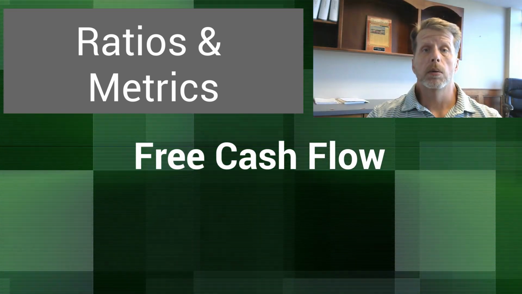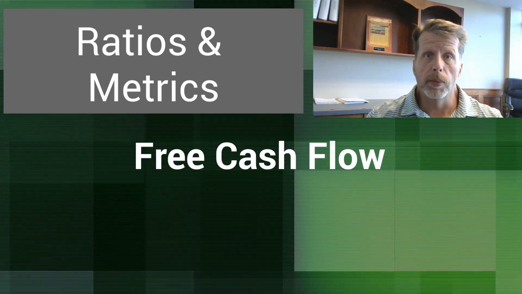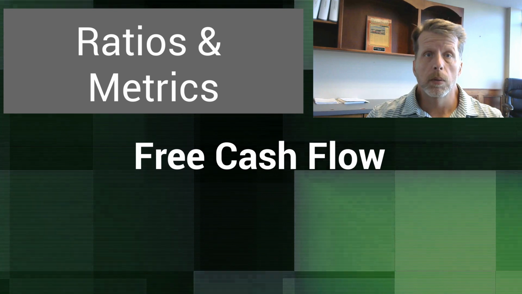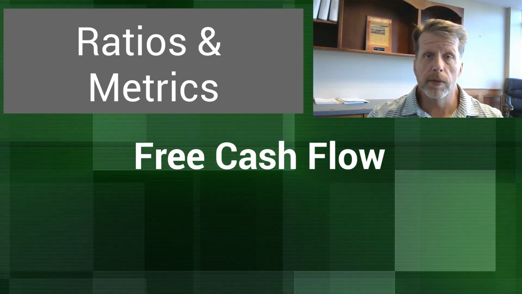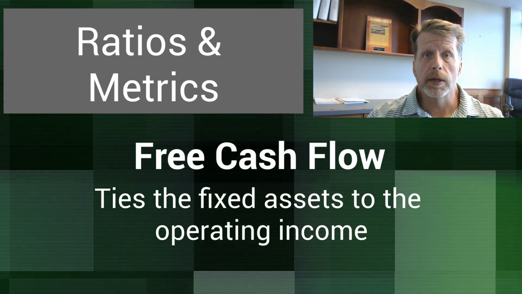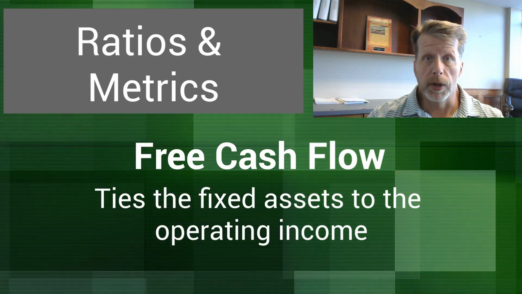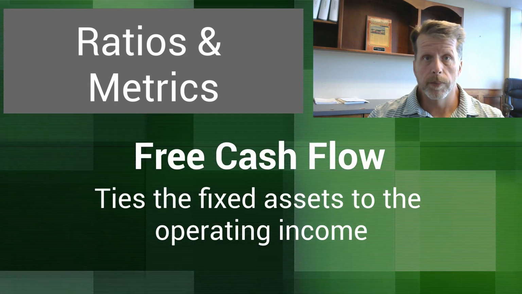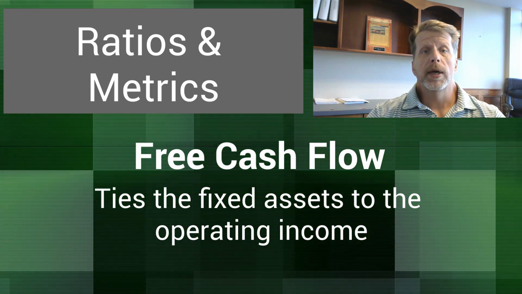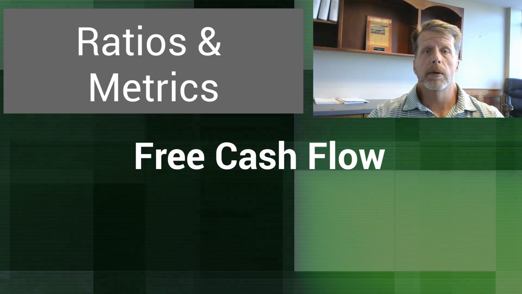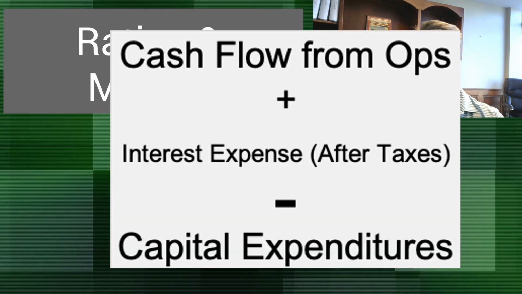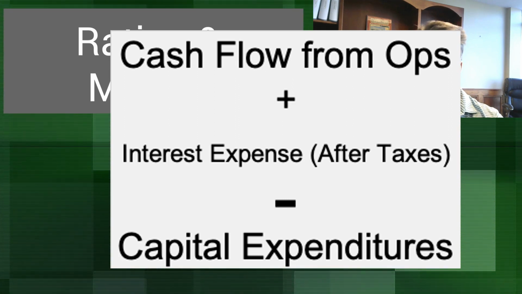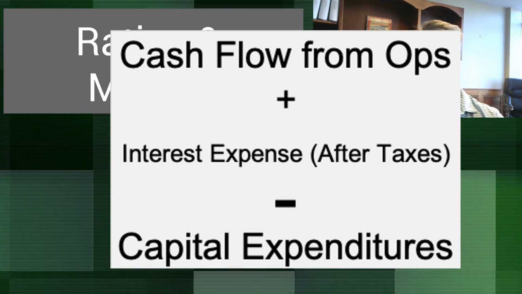Free cash flow. Cash provided by operations minus capital expenditures, which is the money spent on fixed assets. Since fixed asset spend is not shown on the income statement, this figure is a way to tie those together. There are multiple ways to calculate this formula, but here is a common way. Cash flow from operations plus interest expense after taxes minus CapEx.